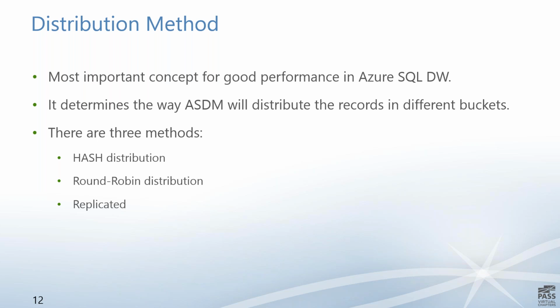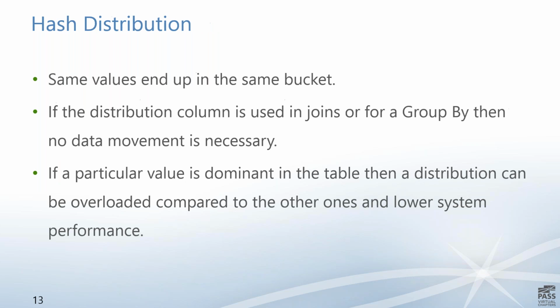This is the different algorithms that I mentioned before that the system can use to distribute the data. So there's hash distribution, round robin distribution, and now there is also the replicated distribution method. So replicated was not available until probably like a month or a couple of months ago. It's fairly new. It existed in APS PDW, so it was on premises, but it wasn't in the cloud. Now it is in the cloud. So let's go into detail on what each one of these does.